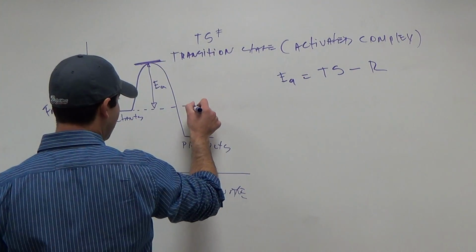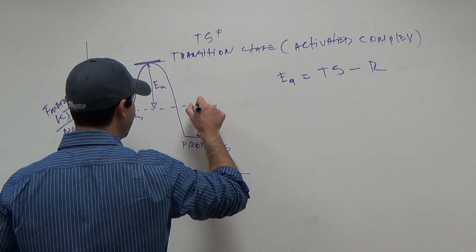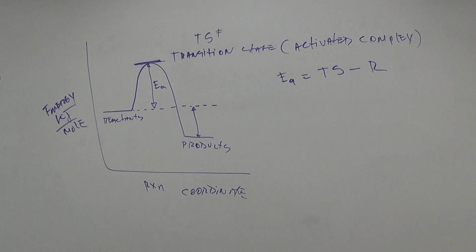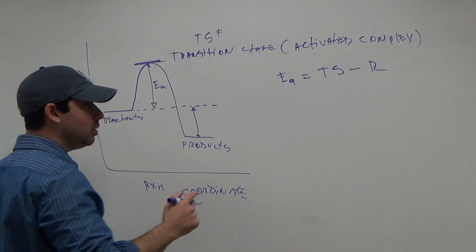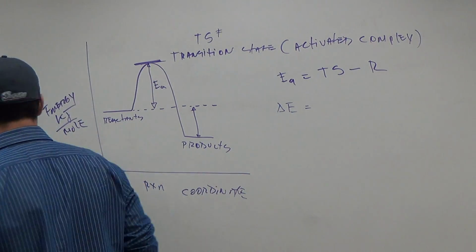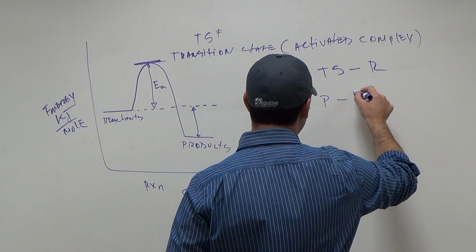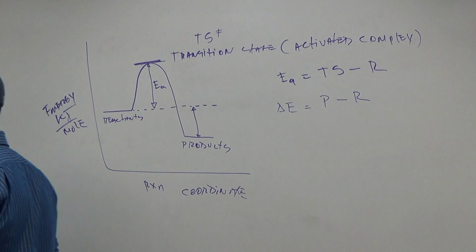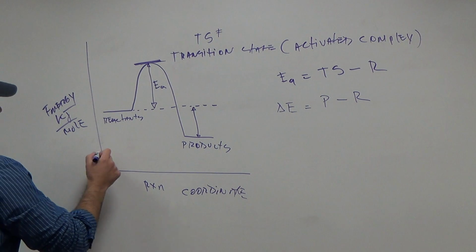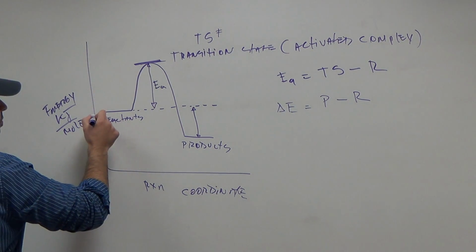Now, what is this thing from here to here? This thing from here to here is something you had in 1045. It is products minus reactants. What's that called? We can call it change in energy. It is products minus reactants. Now, in this case, is this number going to be positive or negative? It's negative.